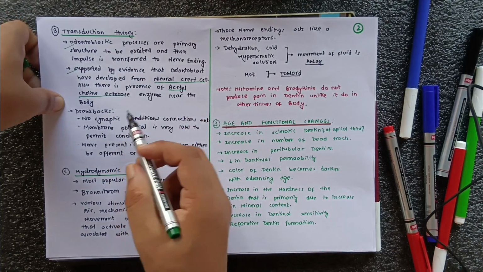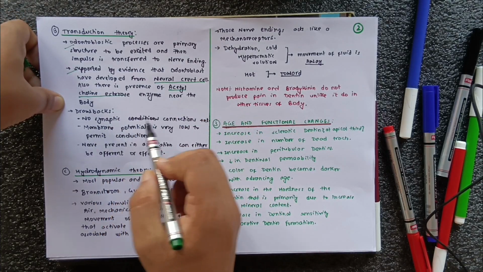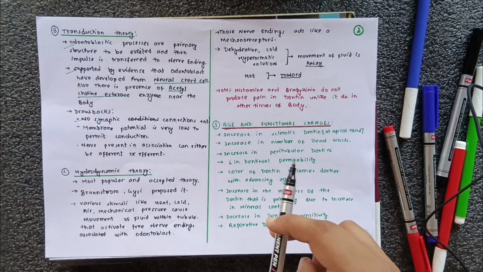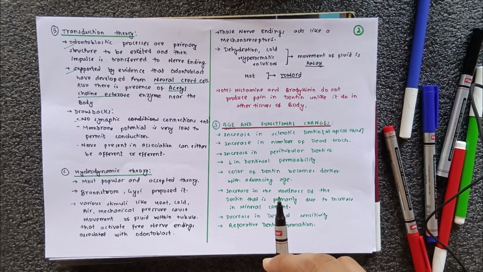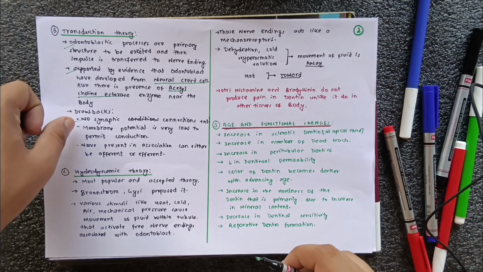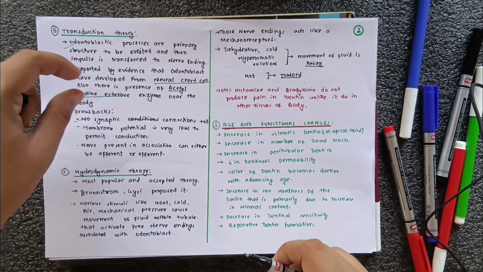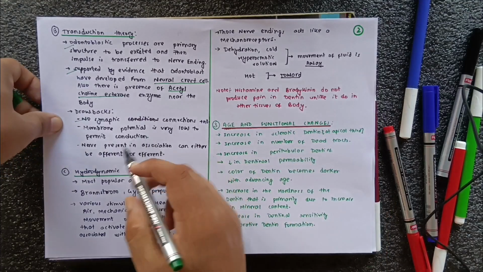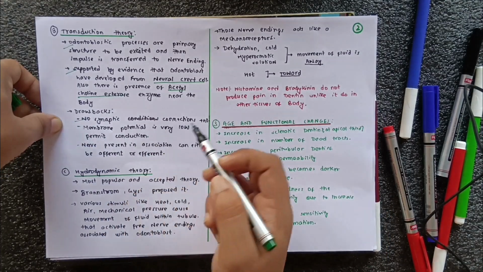And the drawback of transduction theory is that there is no such synaptic connection present. Some people supporting this theory would tell us that there is a synaptic connection, and some groups of people say that there is no synaptic connection of any kind between the odontoblastic process and the nerve fiber. So that is one of the drawbacks of this transduction theory.